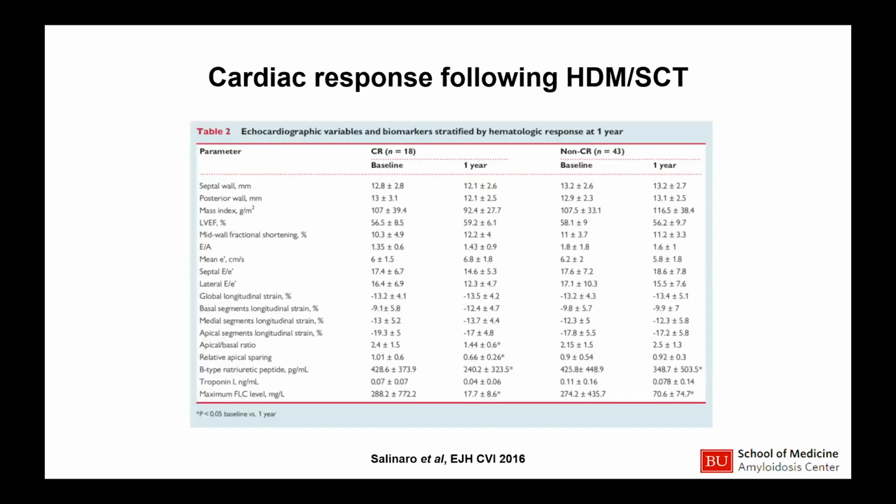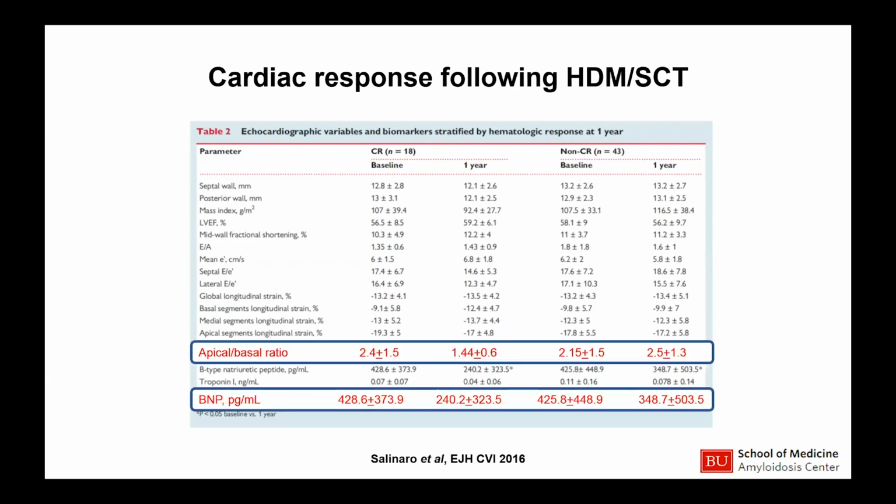Cardiac responses, as measured by contemporary measures of echocardiography and cardiac biomarkers, were also evident following stem cell transplantation. Apical to basal ratio, as well as the cardiac biomarker BNP, improved significantly for those who achieved a complete hematologic response compared to those who did not achieve a complete hematologic response.